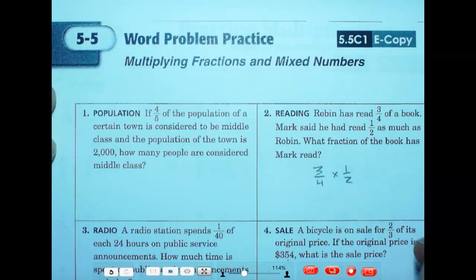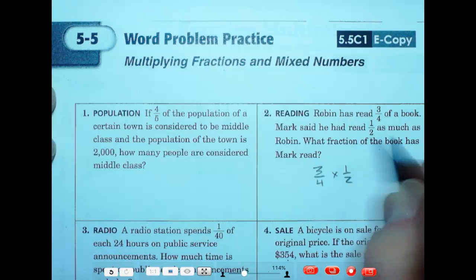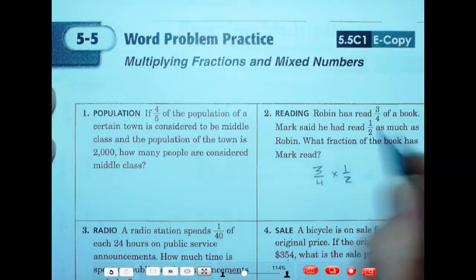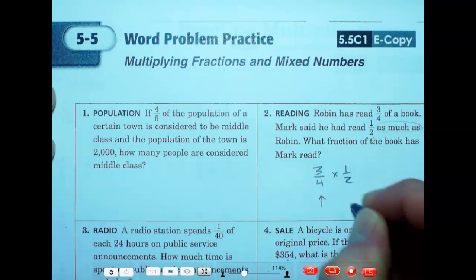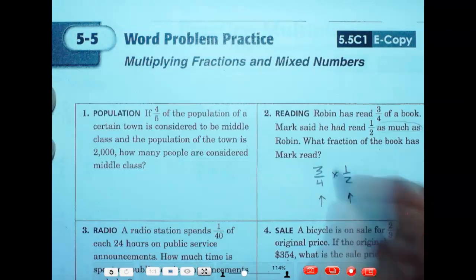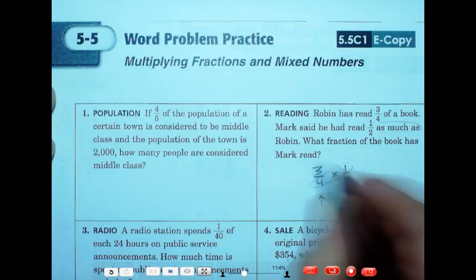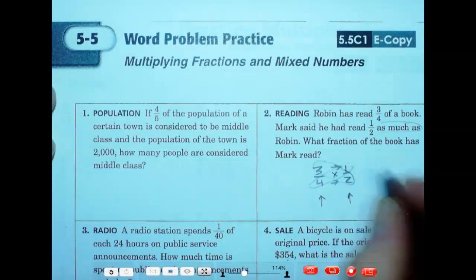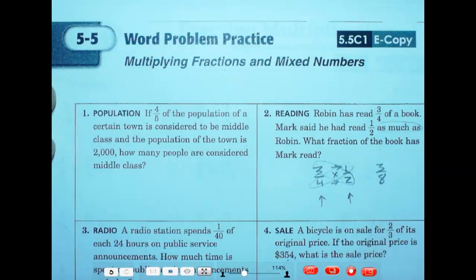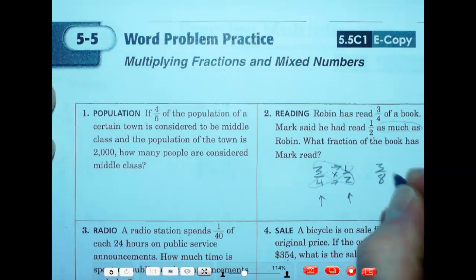Well, the key word here is where it says Mark has read 1/2 as much as, which means he has read less. So we're going to multiply that. This is how much Robin read, and the other guy only read half of what Robin read, so we just multiply these numbers together. We can look to see if there's anything we can cross-reduce. We can't, so we just multiply straight across, and we get 3/8. So it looks like Mark read 3/8 of a book.